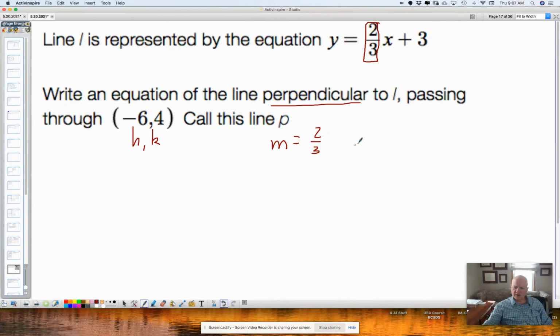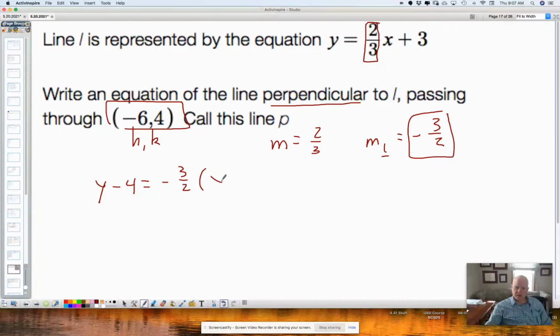The slope of the line that is perpendicular to that given line would be the opposite reciprocal. Opposite, we change the sign; reciprocal, we flip it. So with the slope here and this point, we can write the equation. y minus 4 is equal to -3/2 times x minus negative 6, or plus 6.